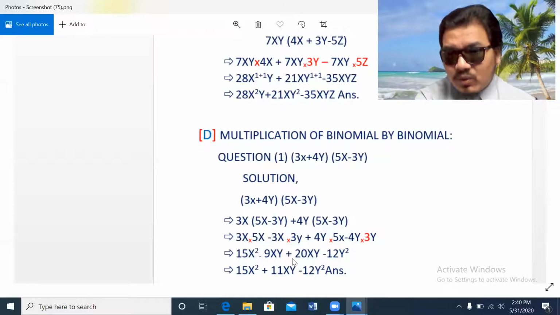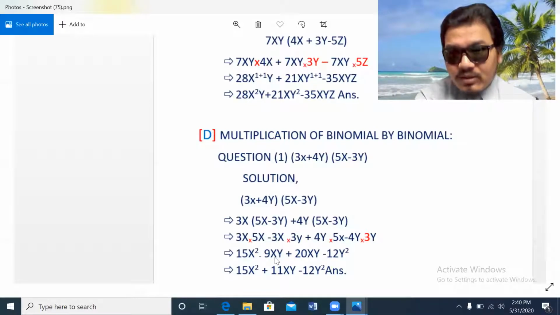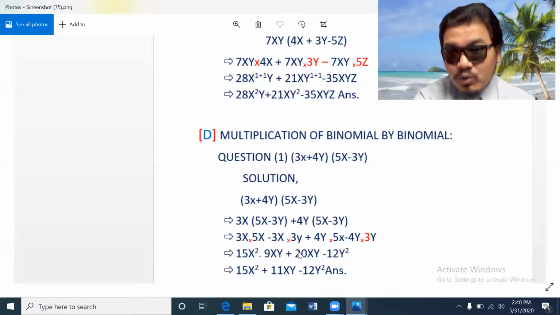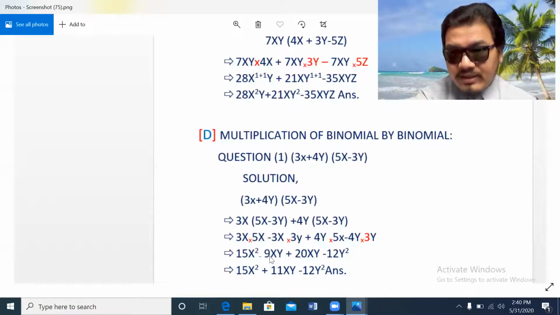Now look here, it has no like term. There is no x square here or anywhere else, that's why this 15x square remains the same. But look here, this is minus 9xy, and this is plus 20xy. Both of these are like terms. One is minus and this is plus, so we have to subtract. 20 minus 9 is 11.